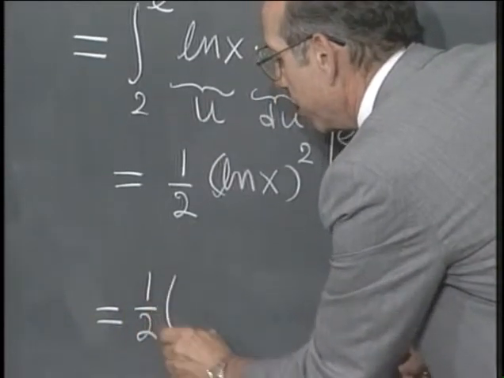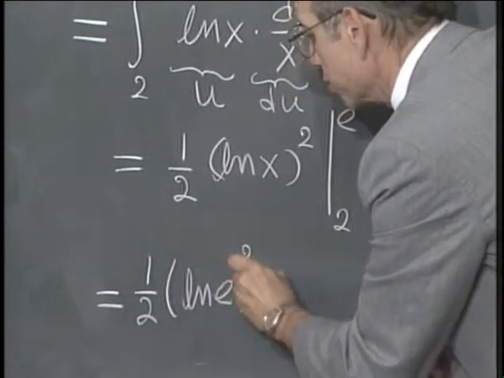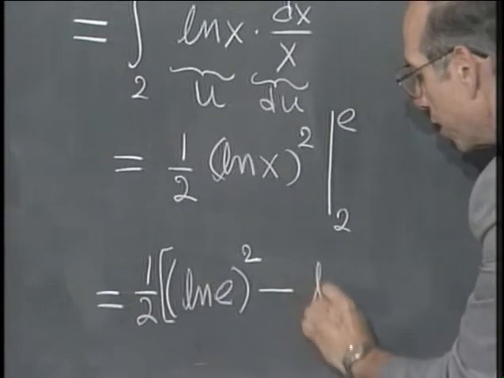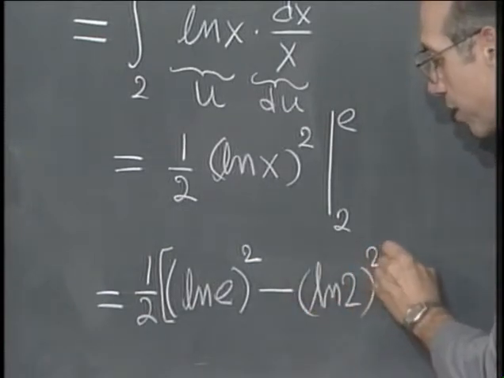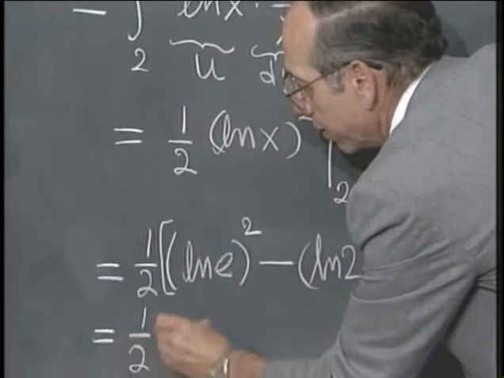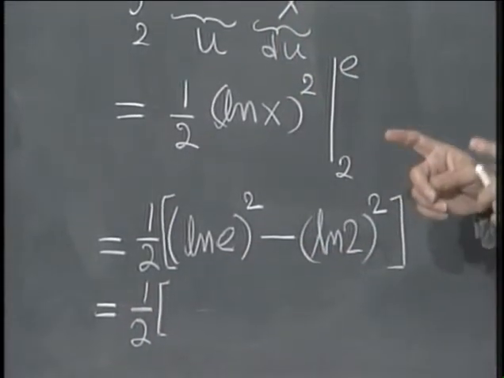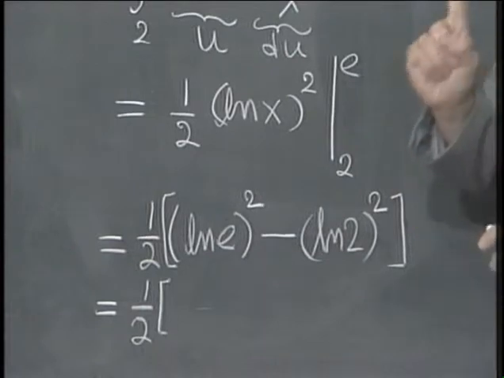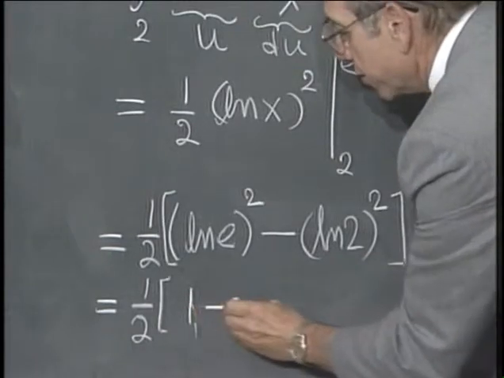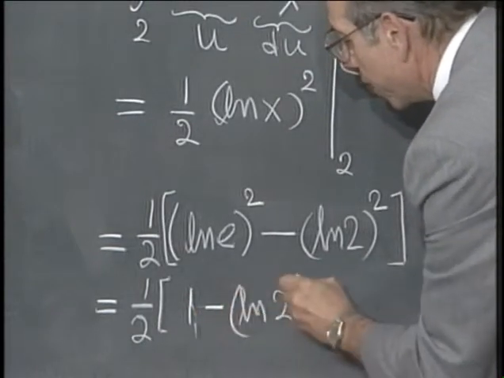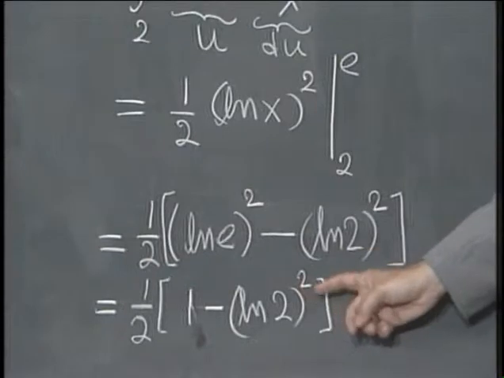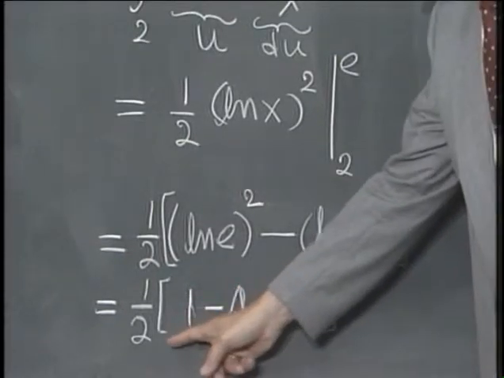That's 1/2 the natural log of e, all squared, minus, notice I factored the half, the natural log of 2, all squared. And I can simplify that a little bit. This is 1/2 the natural log of e. You're supposed to remember the natural log of e is 1. So this is simply 1 squared, or 1, minus the natural log of 2 squared. Natural log of 2, again, you can calculate with a calculator or look it up in a table. It's about 0.7, but we're just going to leave it like this.